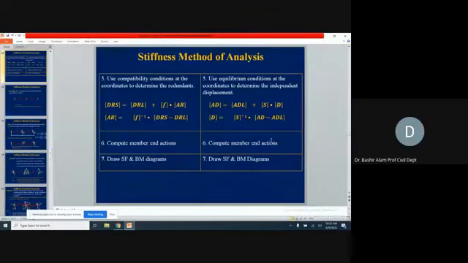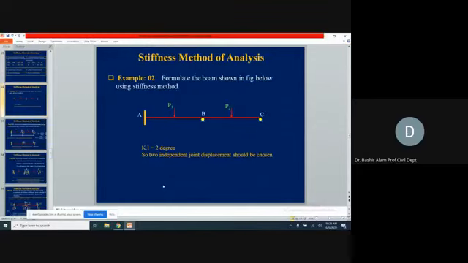Step 6, we find out the member end actions. Similarly, in the stiffness method, we find out the member end actions. And when the member end actions are formed, in case of beams, these will be the member end moments and the shear values. Then in step 7, we draw the shear force and bending moment diagrams. So this is also the standard normal procedure.